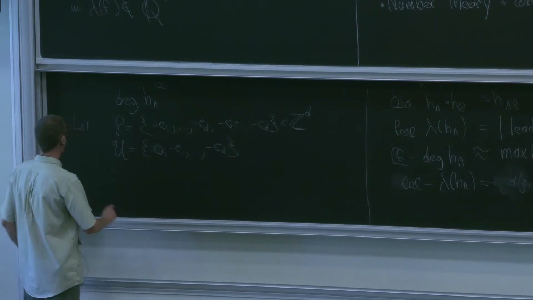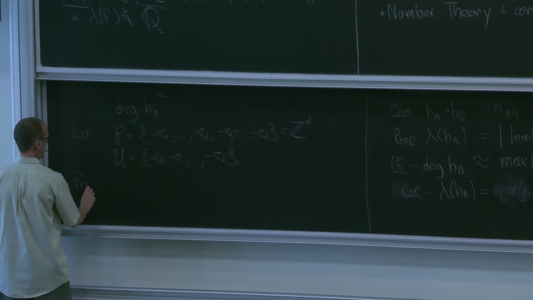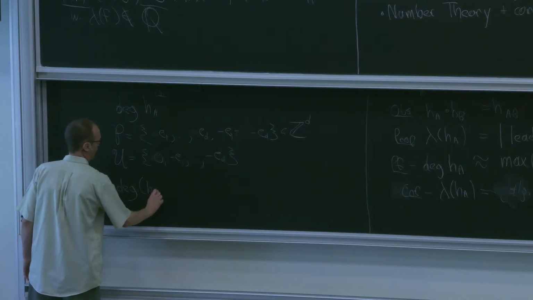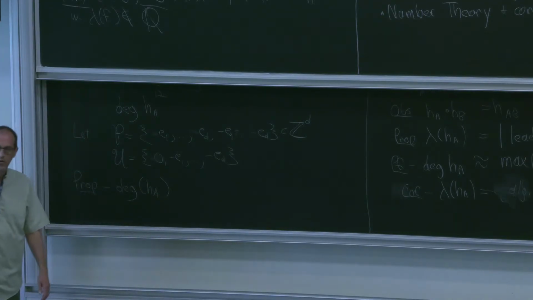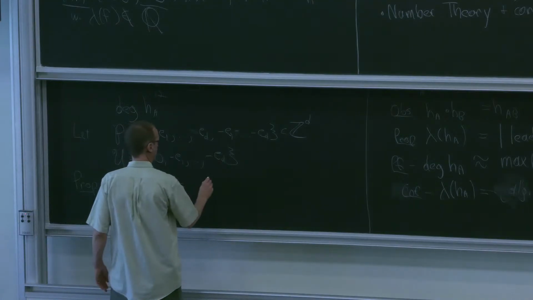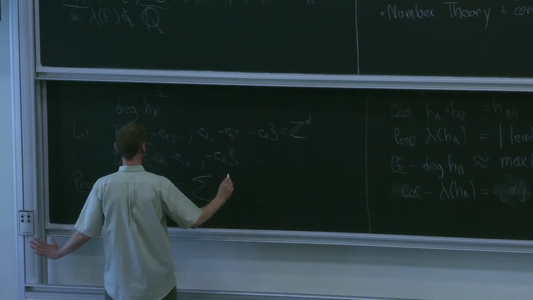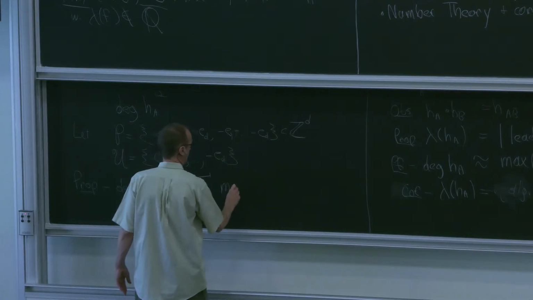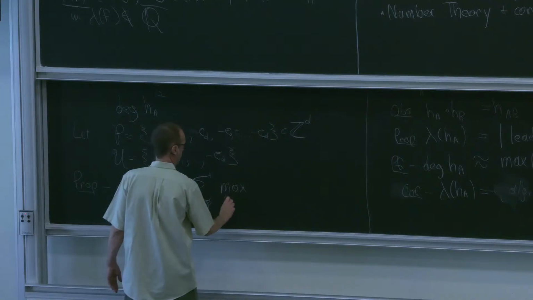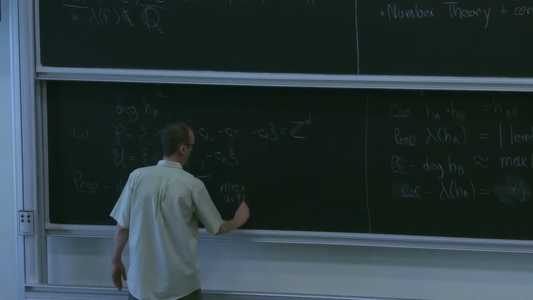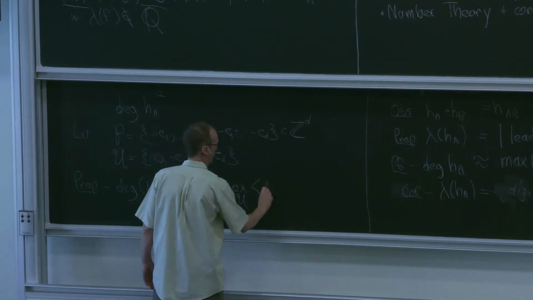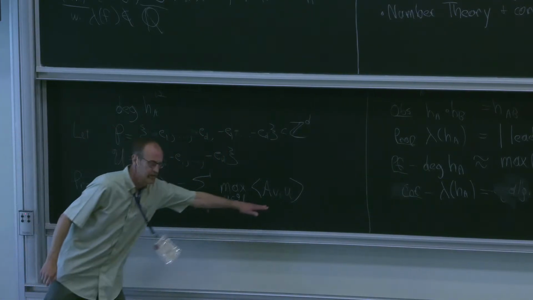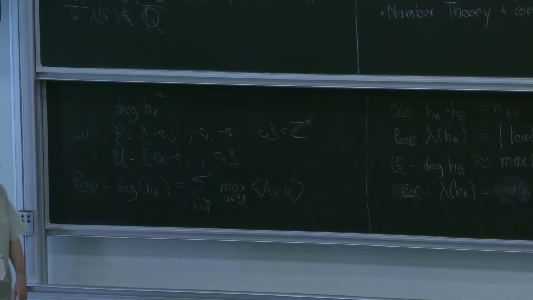Okay. So here is the proposition. The degree of a monomial map h_A is the following. You take the sum over v in P of the max over u in U of the pairing of A with v and u. You're going to keep seeing things like this coming up in this talk.